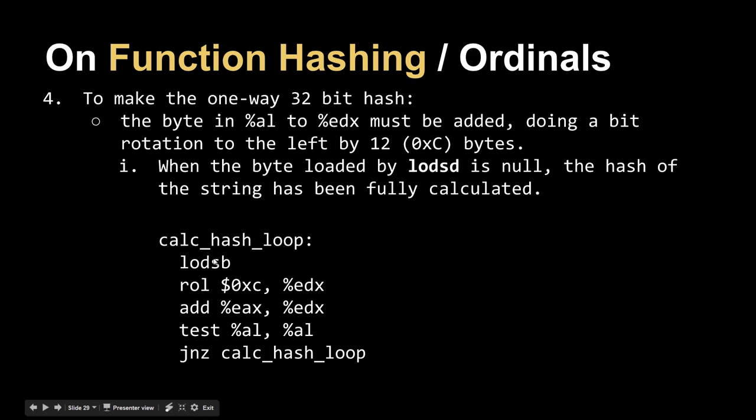So then for the second iteration, it would retrieve another byte, go to the next byte pointed to by ESI, and then you do the rotate left of EDX by 12 bytes, and then you add again the byte that you've loaded into EDX, and you keep going. You keep rotating and adding and rotating and adding until you've got a null byte. And then at the end of this function, EDX contains your function hash.